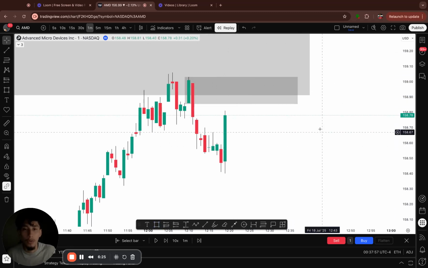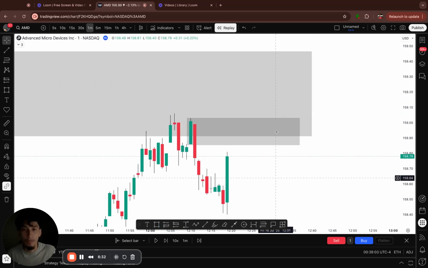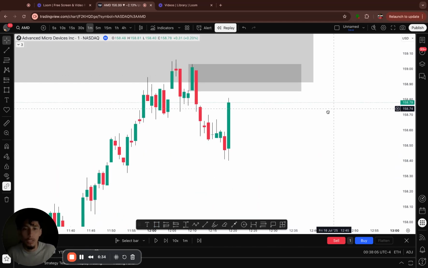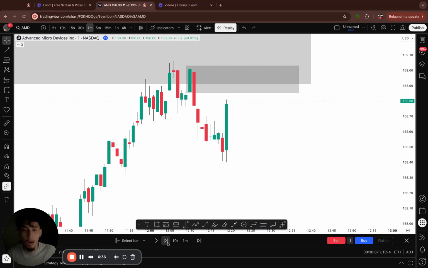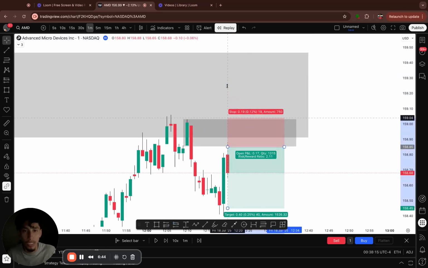So now all I'm doing is entering whenever it taps into the zone. That's all I'm doing. And as you can tell, once it taps into the zone, hold on, I'm going to explain it. Once we tap in, it gives us a good rejection. But I'm not waiting for some sort of rejection or some sort of candlestick close. All I'm doing now is entering once it taps in.